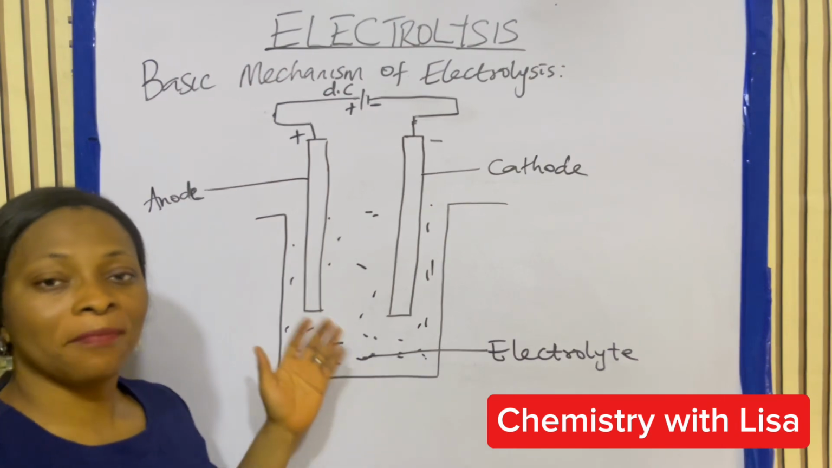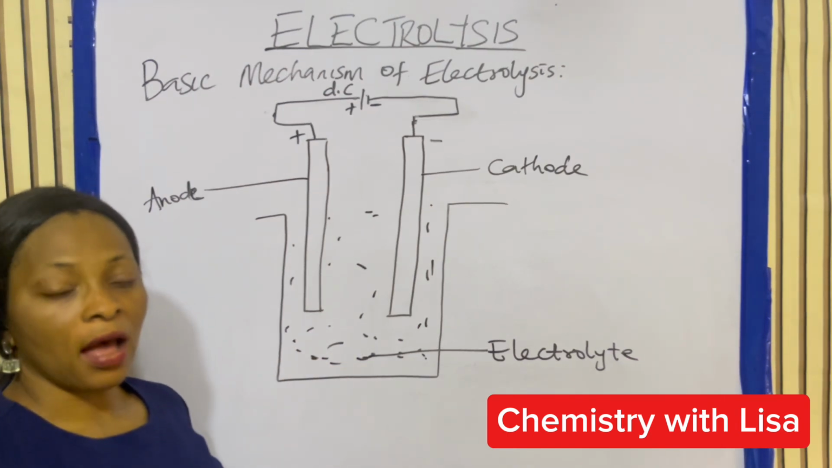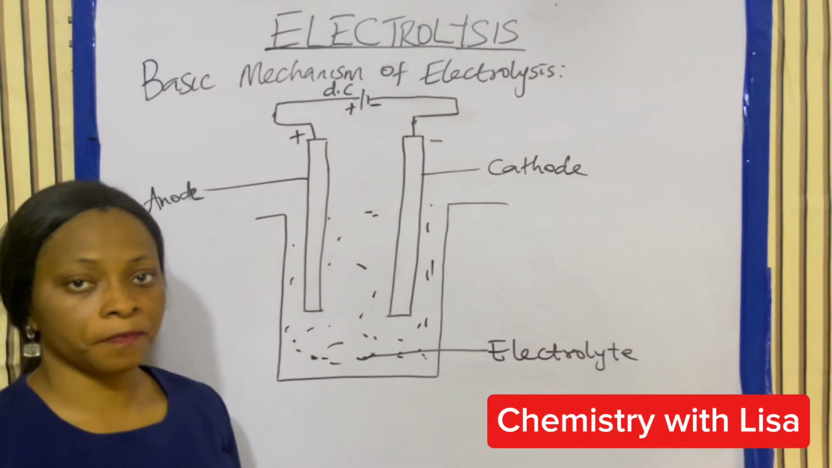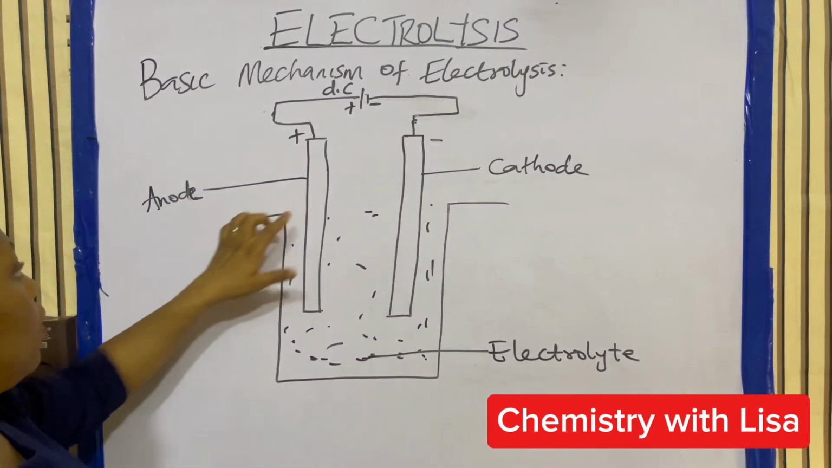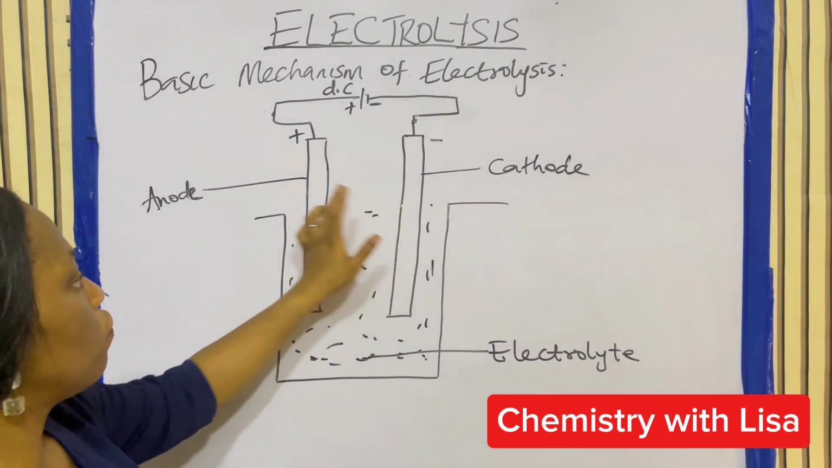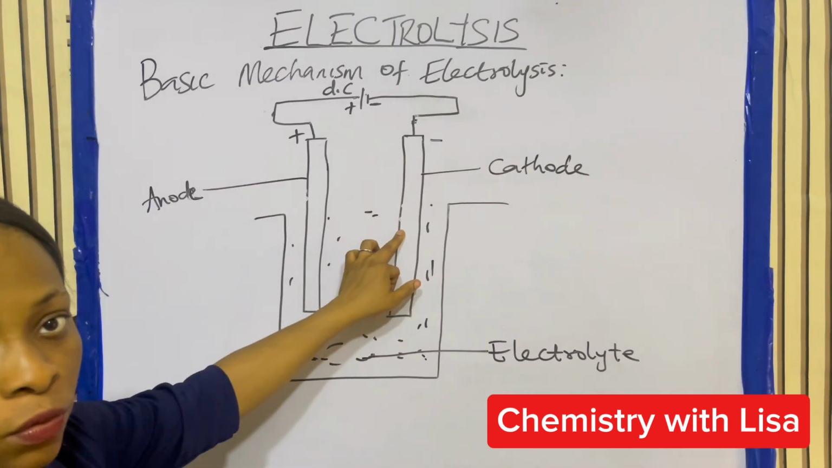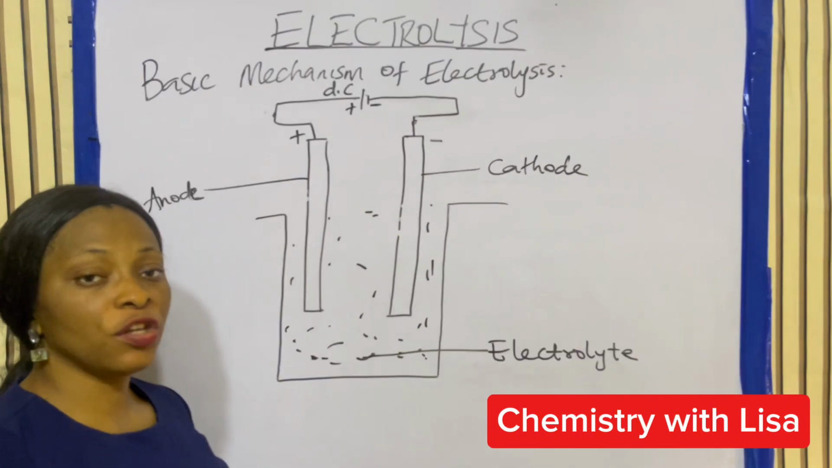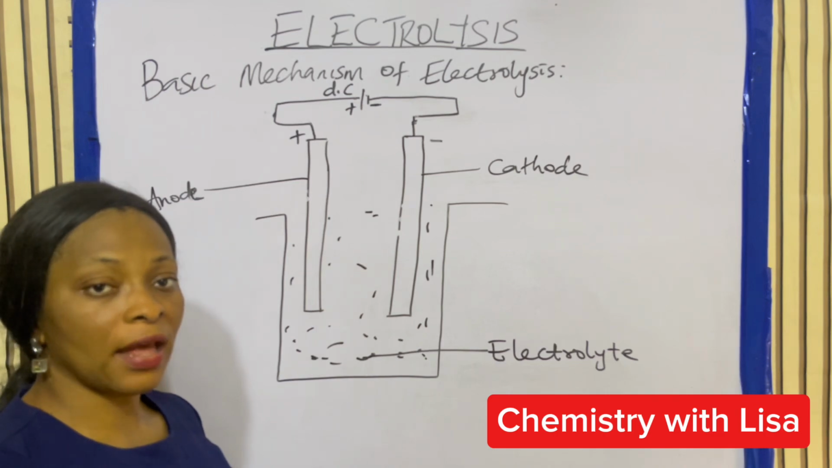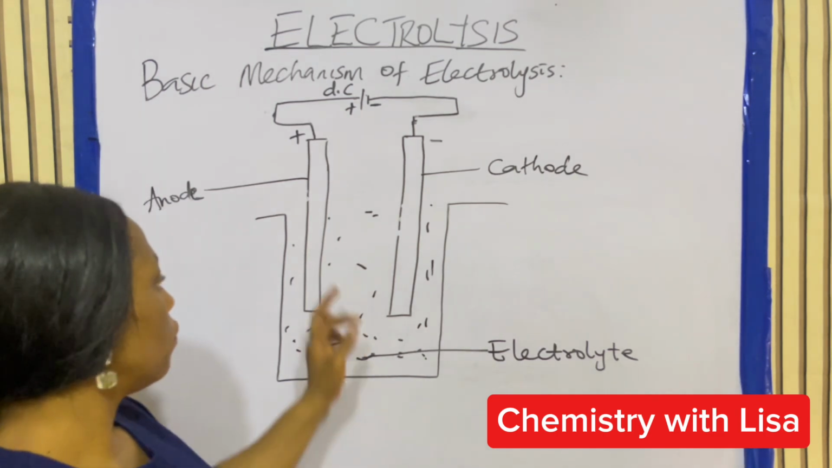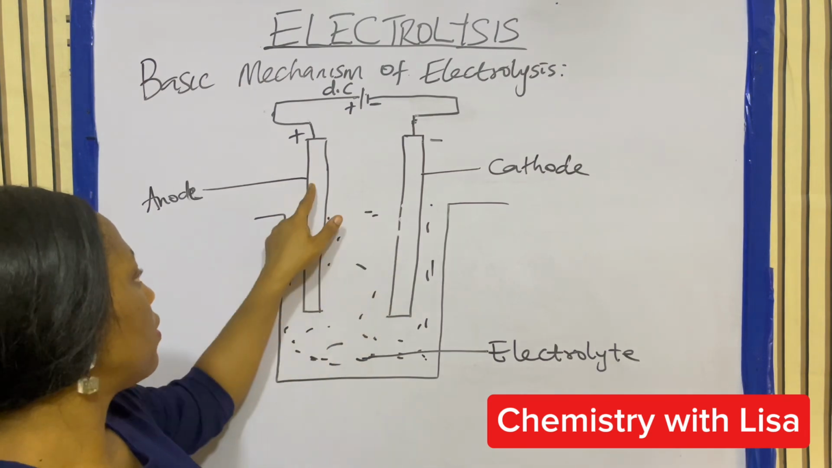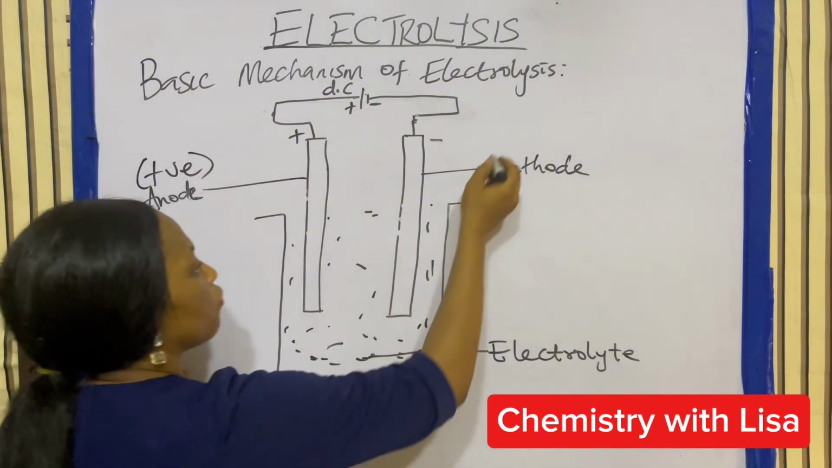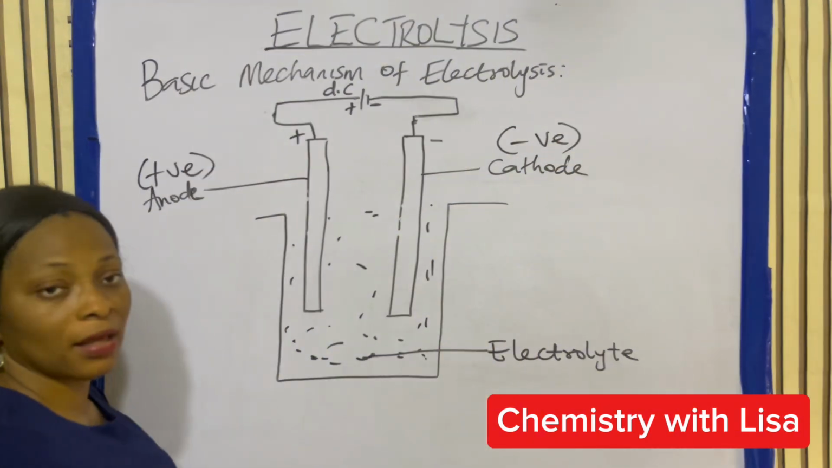Okay, so let's look at basic mechanism of electrolysis. How does electrolysis occur? Now this is an electrolysis setup, and these two rods here are your electrodes. Remember what we say an electrode is? It is a rod, a plate, or a wire by which electrons enter or leave the electrolyte. The positive electrode is what we refer to as the anode, and the negative electrode is what we refer to as the cathode.